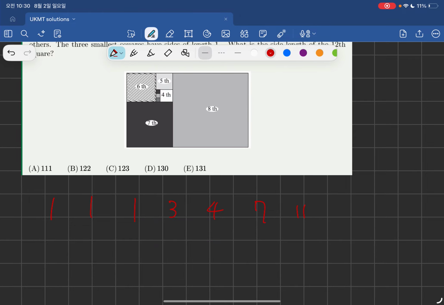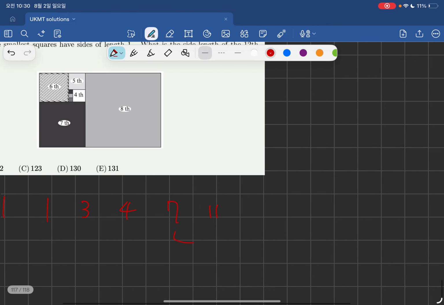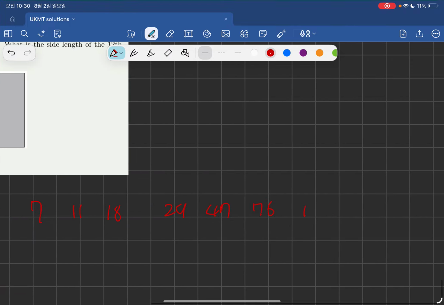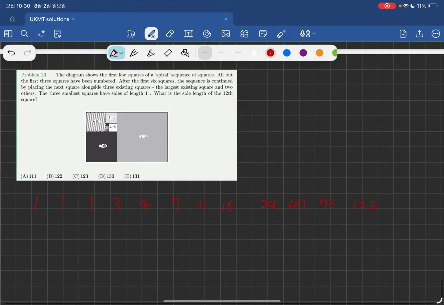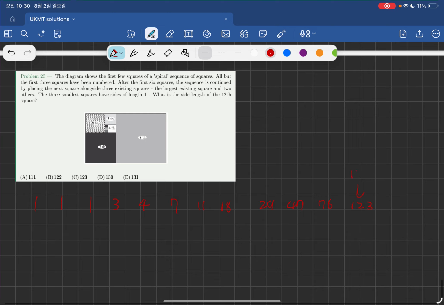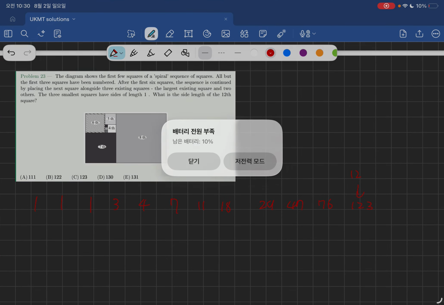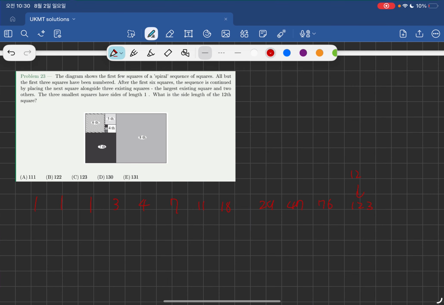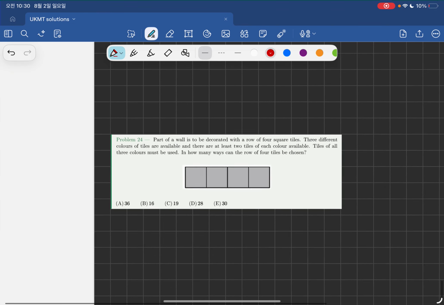And then we continue the sequence by adding the last 2 numbers. So we have 18, and then 29, and then 47, and then 76, then 123. So this is the 12th number in the sequence. So the side length of the 12th square is equal to 123. So C is the correct answer.